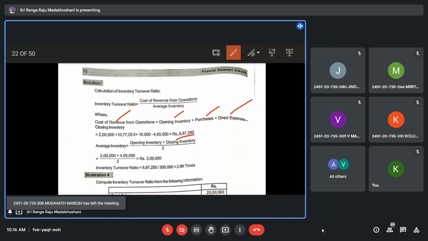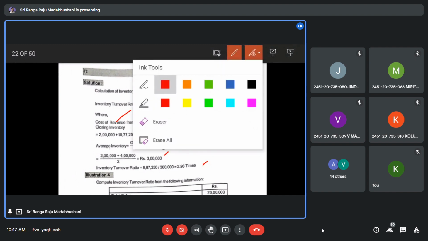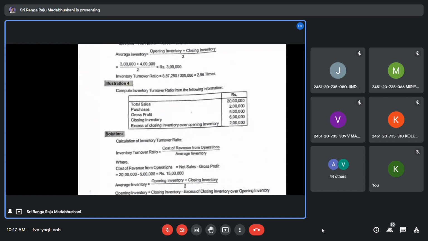Average inventory, opening plus closing by 2. So that is 3 lakhs. 8,87,250 by 3 lakhs. So 2.96 times. Very less number of times we sold. So it's not so good. It's not performing well.